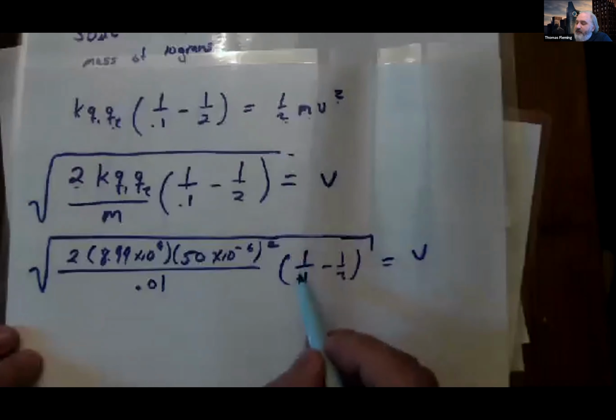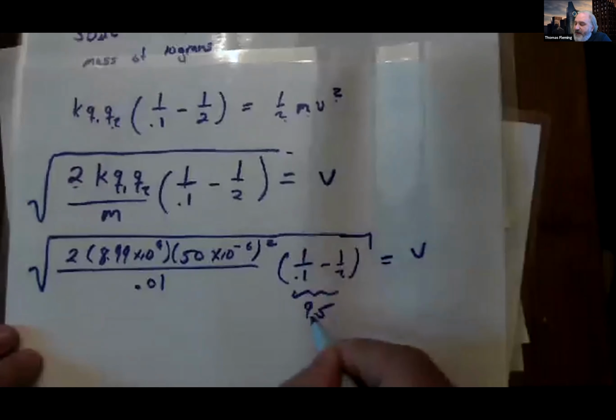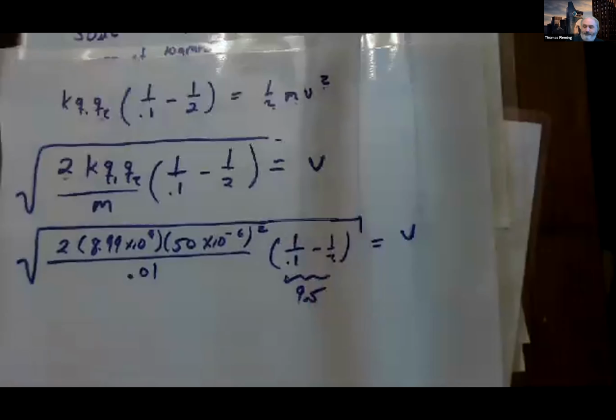1 over 0.1 is 10. 10 minus 1/2 is 9.5. So this entire thing right here is going to be 9.5. So now all I've got to do is crunch some numbers. And so I get a whopping 206.6 meters per second.